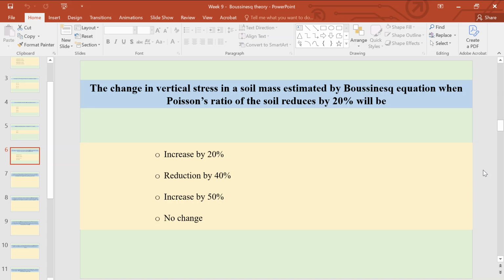I repeat the question. The change in vertical stress in a soil mass estimated by Boussinesq equation when Poisson's ratio of the soil reduces by 20% will be. First option, increase by 20%. Second option, reduction by 40%. Third option, increase by 50%. And last option is no change.